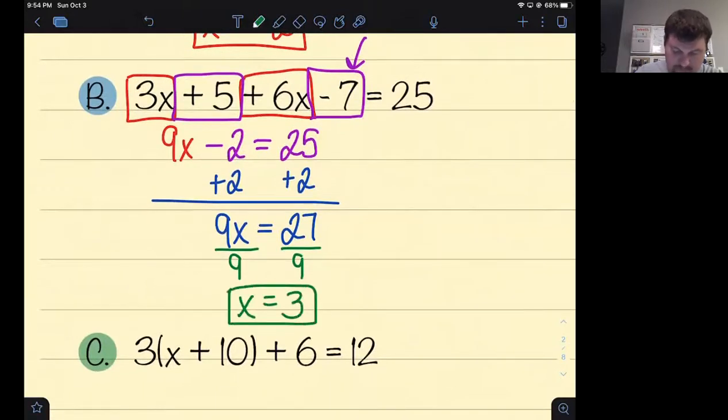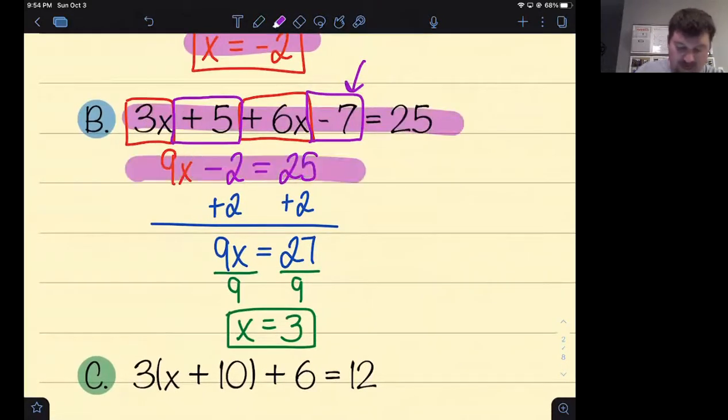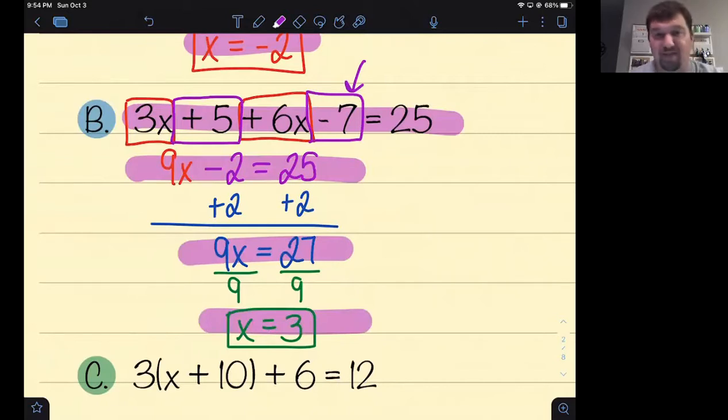Okay, so what is your minimum requirement of work for this problem? Write down the original problem, write down what it is when you combine like terms, write down what you get when you add 2, and write down what your answer is when you divide by 9. So this one would be 4 lines of minimum. You're welcome to write as much work as I did and show what you're doing to both sides, but at minimum, you would need 4 lines on your paper for this problem.